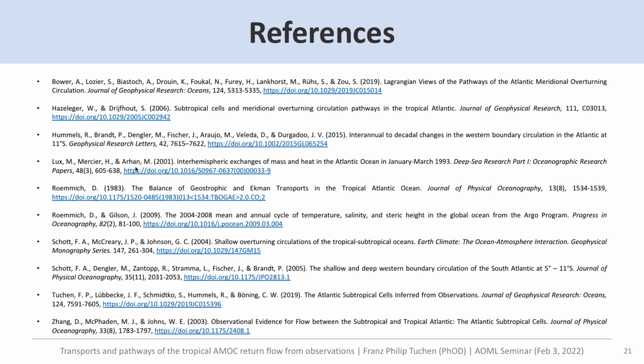And then this is what we think the connection mechanism is between the intensified trade winds and the strengthening of the EUC. So just want to make a point that the STCs are quite important, at least I like to believe that. And with this, I thank you for your attention.